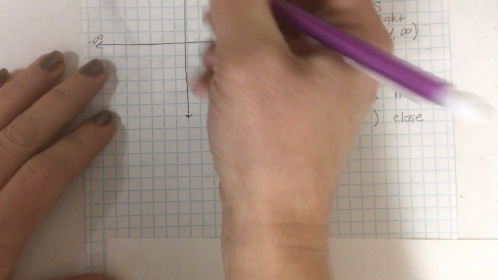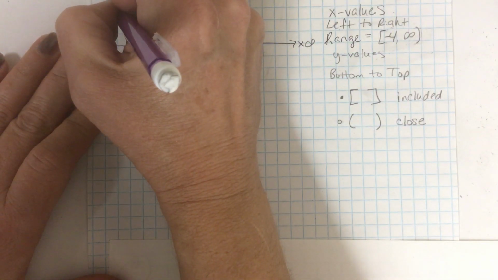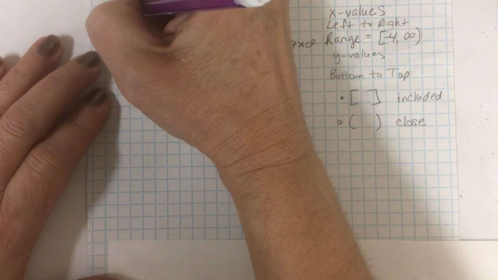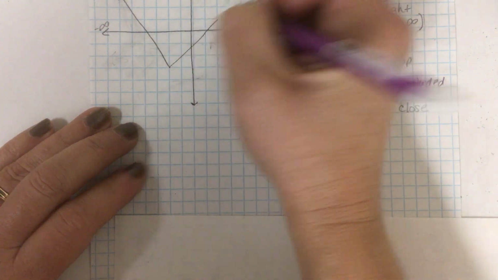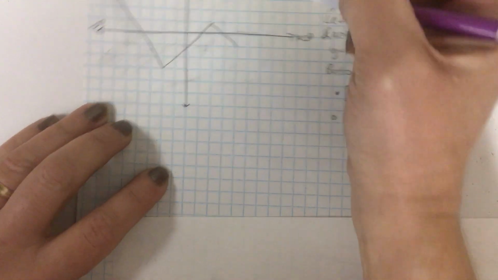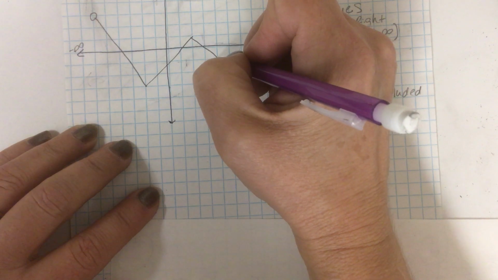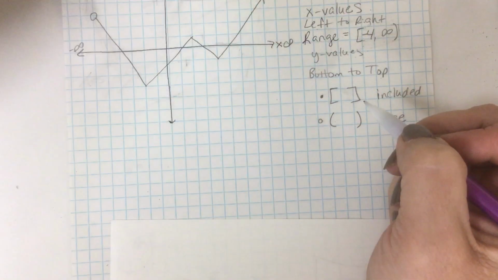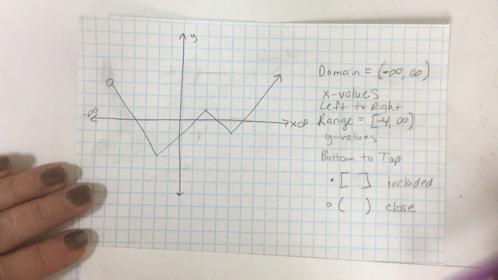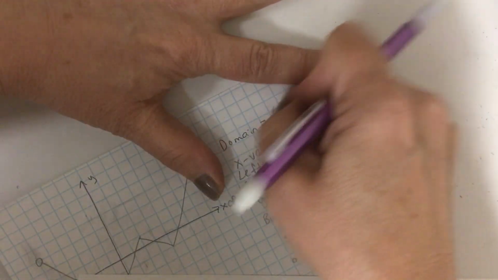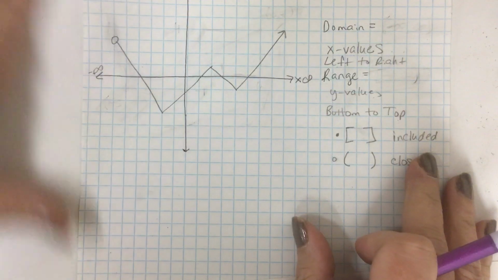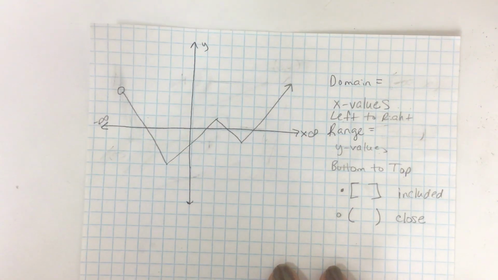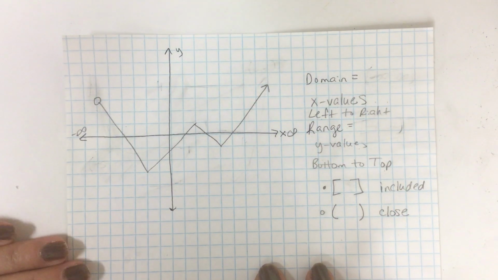Okay, let's do one more. Let's do something that has a circle there. And let's say it comes down to there, and then let's say it goes up and back down, and then let's say it goes up with an arrow on it. Okay, so let's erase our answers from last time. If you want to pause this video, this would be a good time to pause it and try to answer it on your own and then hit play and see if you get it right.